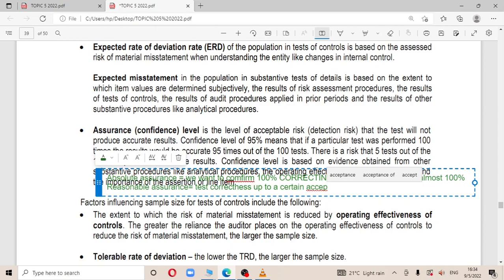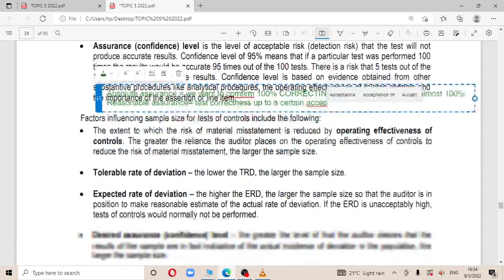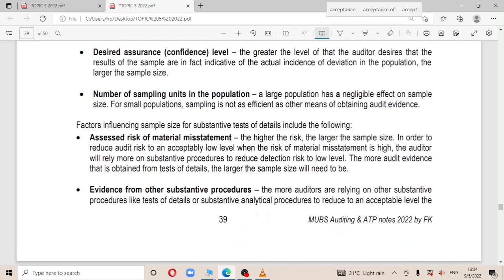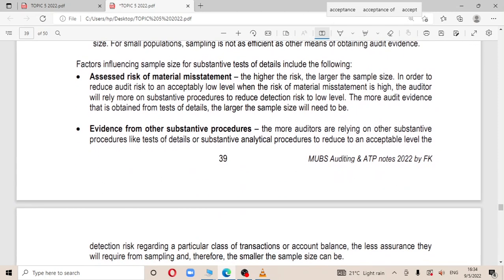These are the same points here. Then factors influencing sample size for substantive tests. How much do you test in the financial statements?